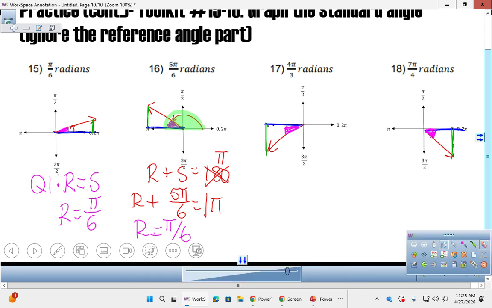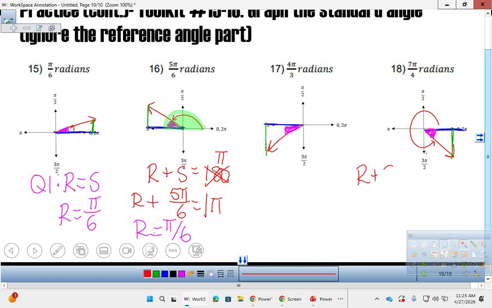All right, I'm going to skip this one for right now. I'm going here, last one. If I know that together red plus pink make the full circle, right? Red plus pink is a full circle. But I'm not in degree mode anymore. I'm in radian mode. 360 is how many radians? So it's 2 pi. So here's what I know. Reference plus 7 pi over 4 equals 2 pi.